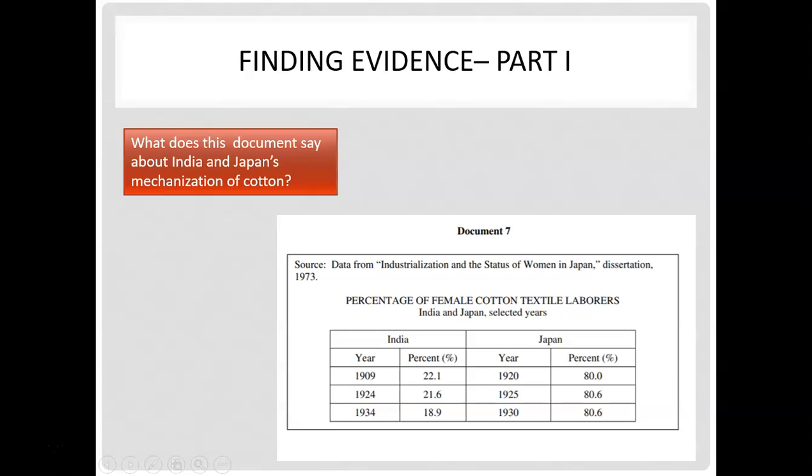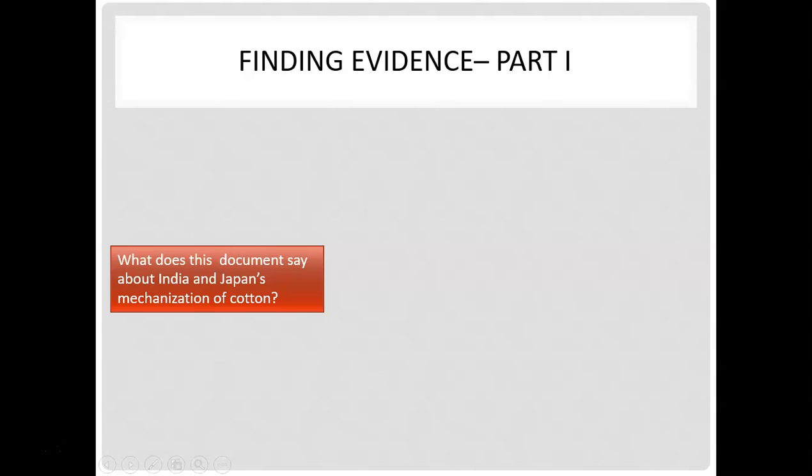Now, when I go over to Japan, I look at relatively close, not the exact same years, but that's not really going to matter. And I notice that the percent, even though it doesn't change much, is much higher. That about 80% of textile or cotton workers in Japan are women. So what this document is telling me is that there's a heck of a lot more women working in factories in Japan than in India. And that's what you have to do for each document. Let's take a look at another one.